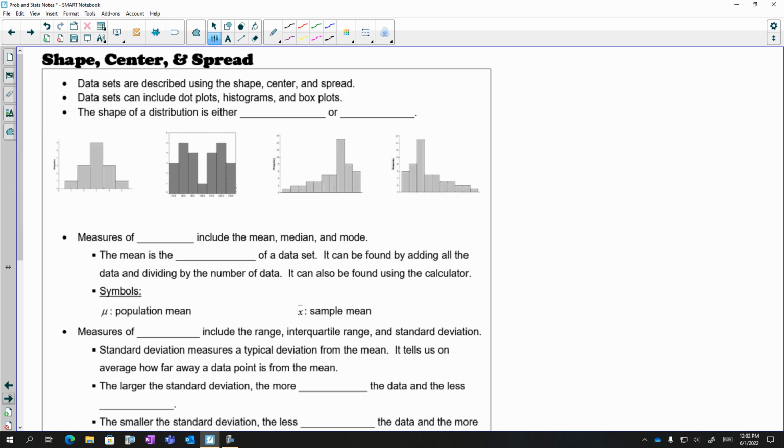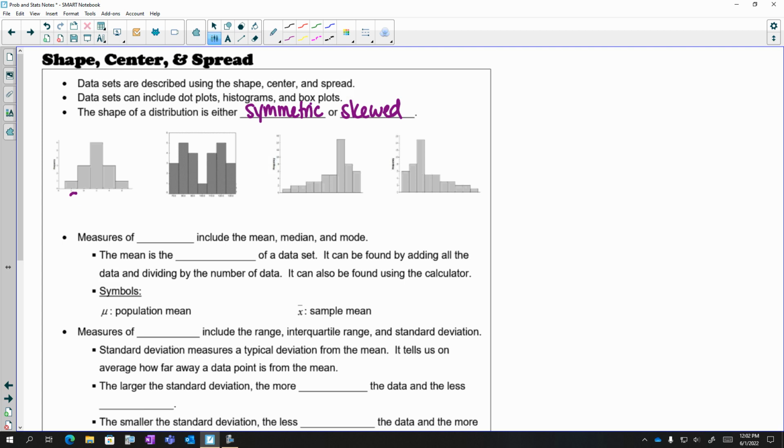With statistics, we have lots of different ways that we can represent data: histograms, box plots, things like that. We typically see histograms or dot plots, and we describe them using the shape, center, and spread of that data. So the shape of our data can either be symmetric or it can be skewed. And here are some examples.